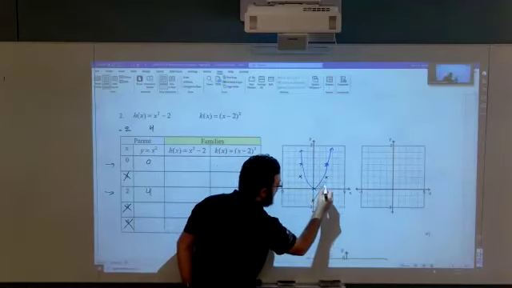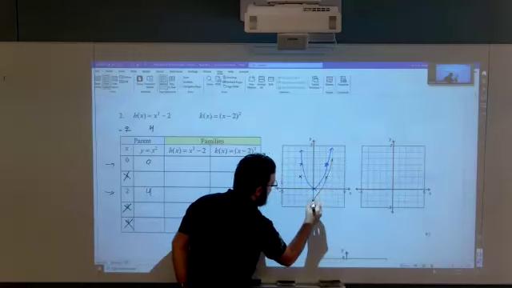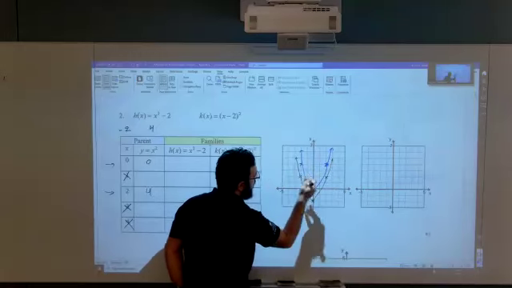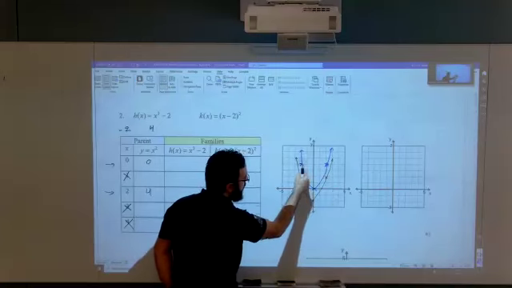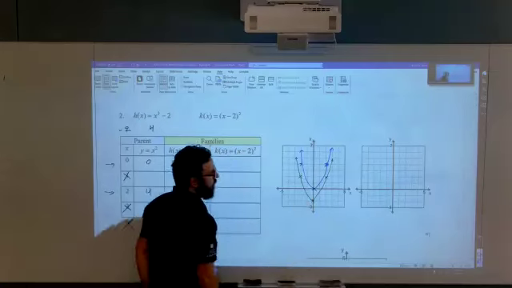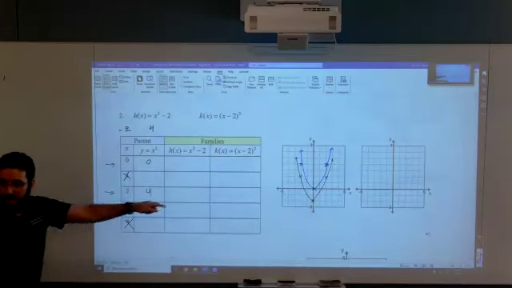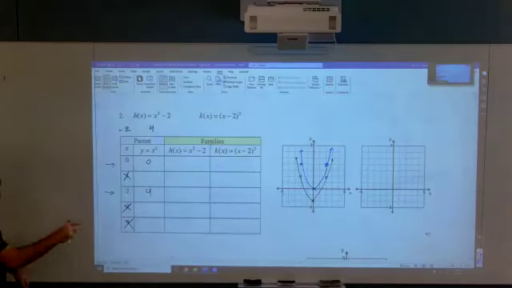So the new graph is shifted 2 units down. This point shifted down, this point shifted down 2 units. Get the idea? So let's go back and get the points.